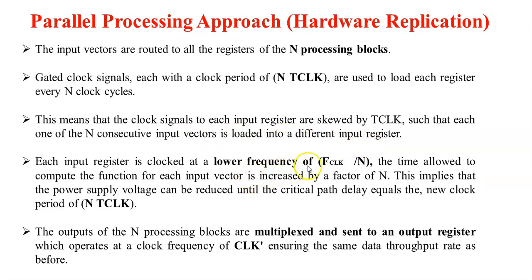So the clock is divided by n, and it is operated with a low frequency. The outputs of the n processing blocks are multiplexed and sent to the output register, but the output register operates with the clock frequency f clock, denoted as f clock bar. So it gives the same throughput rate for the corresponding logic.